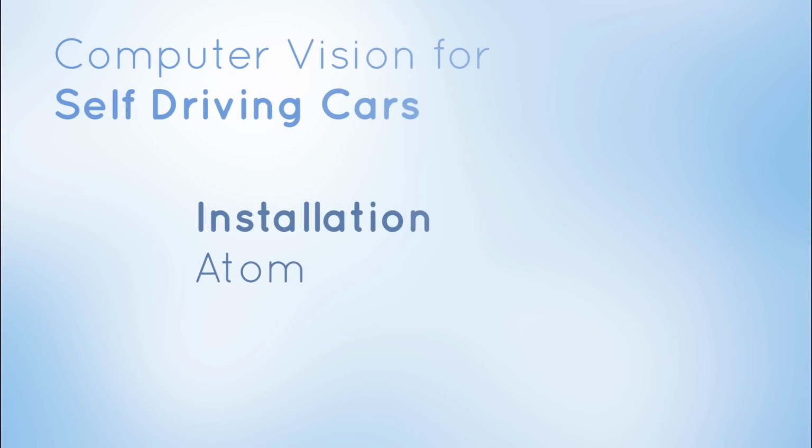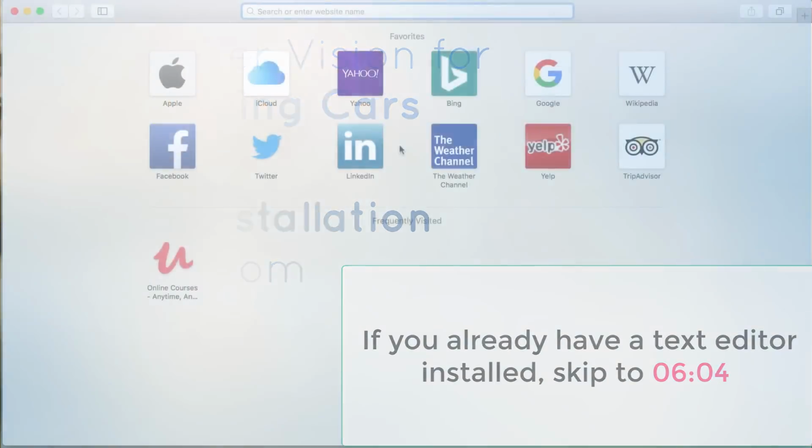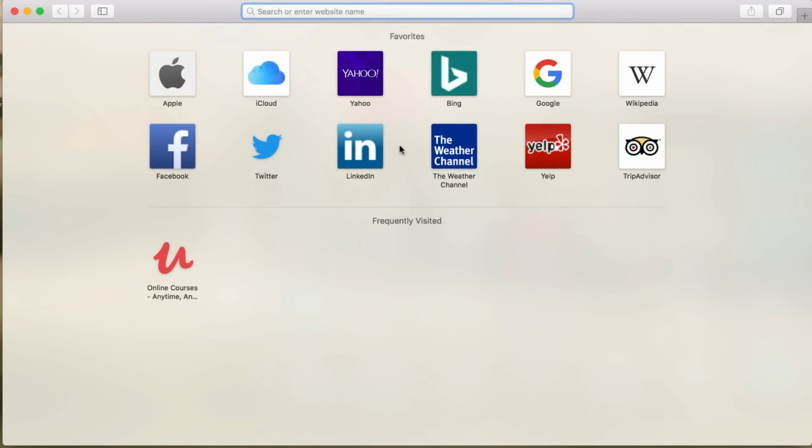Welcome back. We'll be making use of the Atom text editor in the computer vision section. You can feel free to use any text editor you want, like Sublime or Vim, in which case feel free to skip this lesson. Otherwise, if you don't have a text editor installed, let's get to it.